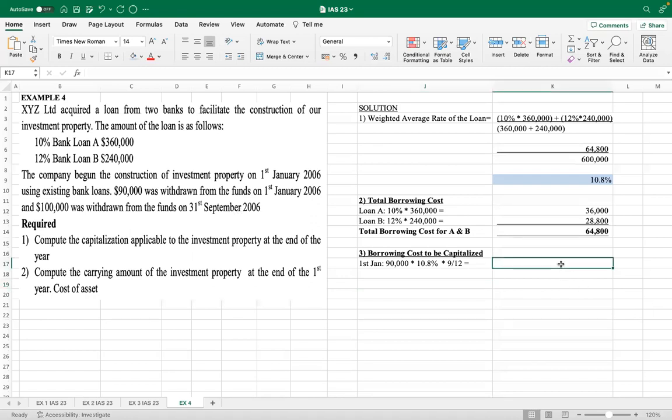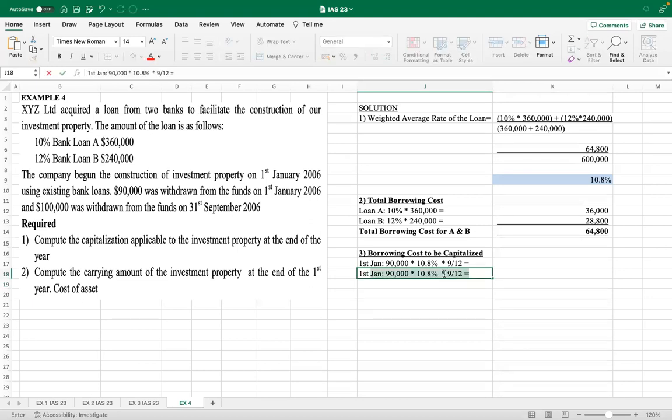So what is the borrowing cost? And then there was another one from 1st October. 31st September is the same as 1st October. From 1st October, we used 100,000 times the average interest rate, because we were not told where the loan was picked from. And this was for a period of 3/12.